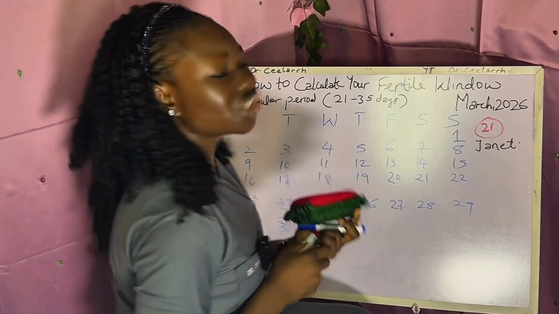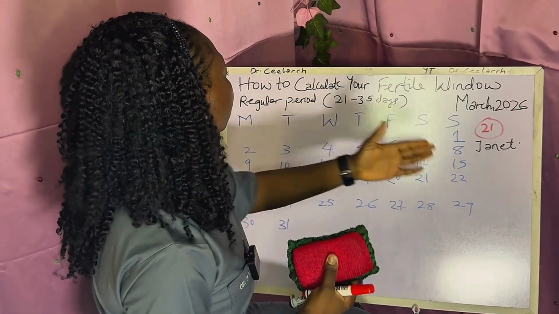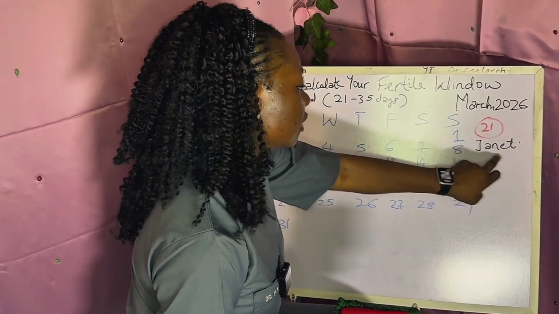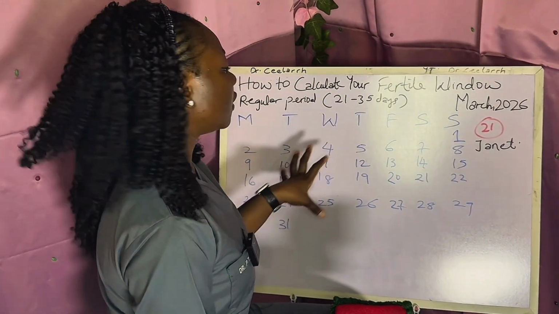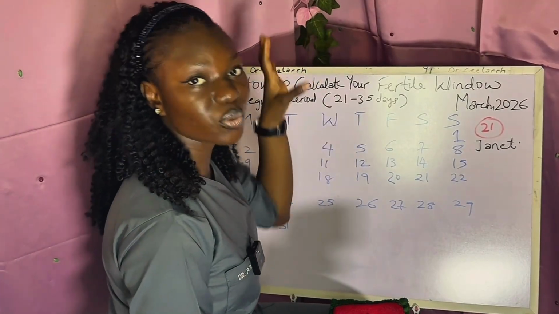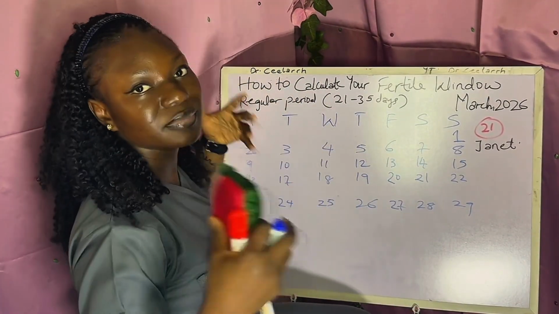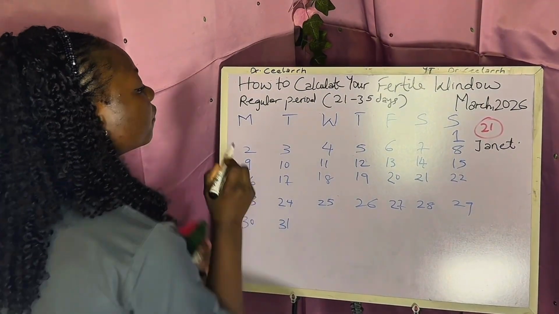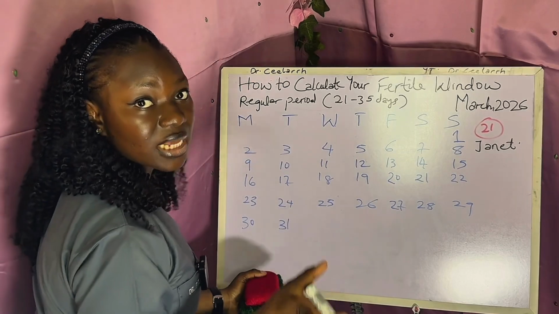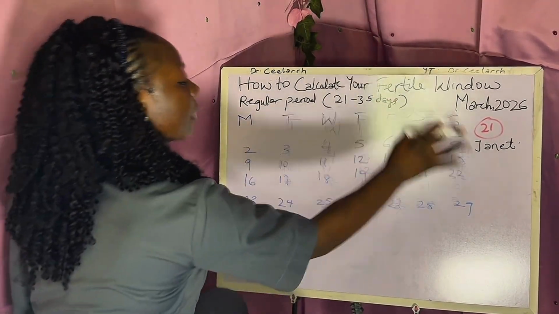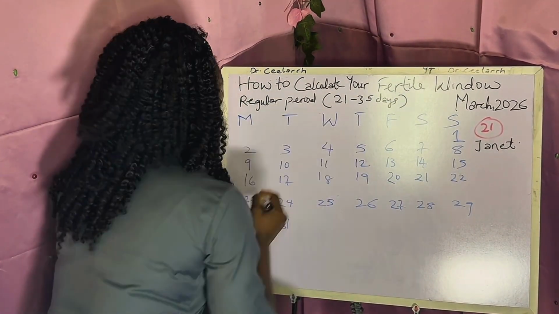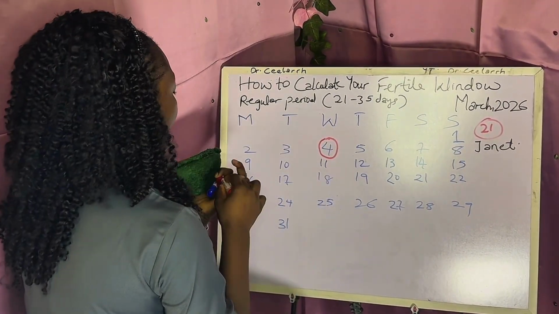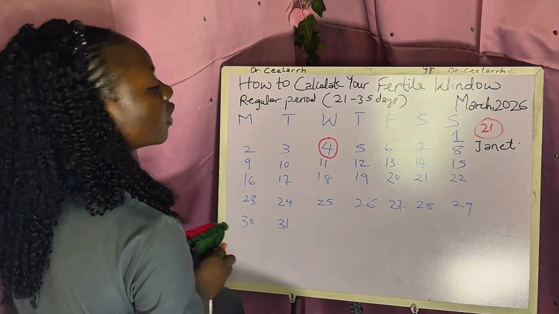Janet. Janet saw her period in the month of March. We want to calculate what her fertile window is likely to be for the month of March, assuming she has a regular 21-day cycle. Just for you to see clearly, let's assume that the first day of Janet's menstrual cycle for this particular month of March is the 4th. Let me do it in red so that you know this is the first day she bled. Let's assume that Janet bleeds for 4 days.